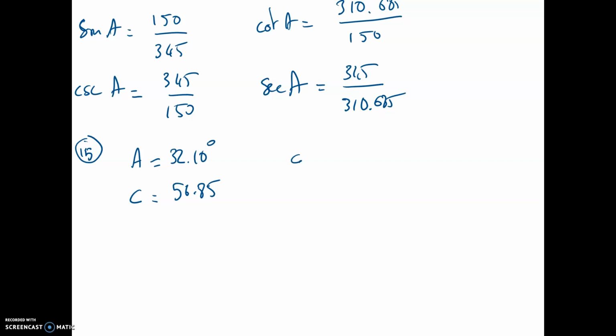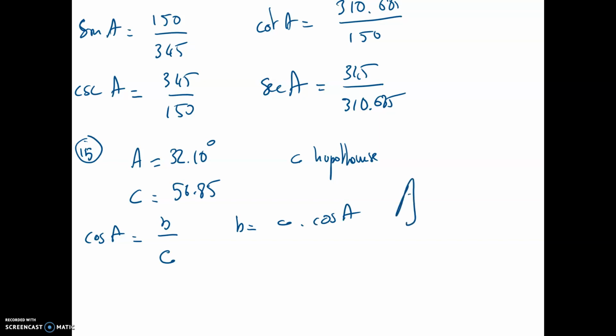In that case, it's going to be very easy because, first of all, I remember C is the hypotenuse, okay? And I have A, so I can very easily calculate the cosinus of my angle A, being equal to B over the hypotenuse, which is C. So B will be equal to C times the cosinus of my angle A. I just need to plug that into my calculator. Be careful, the calculator needs to be in degree mode. Otherwise, you are going to have a problem because you enter A as a degree.